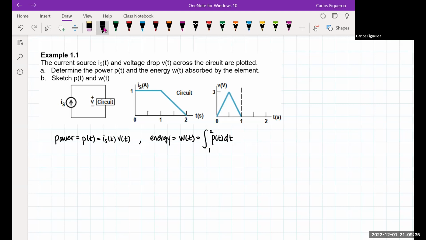So the first thing that we have to do here is that we need to parameterize the current and voltage curves. So let's start with the first one. We're going to do the current versus time curve.